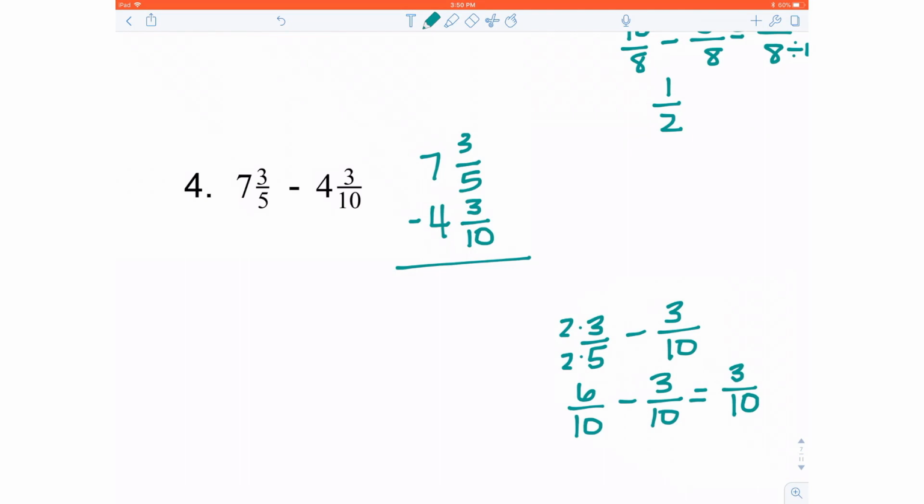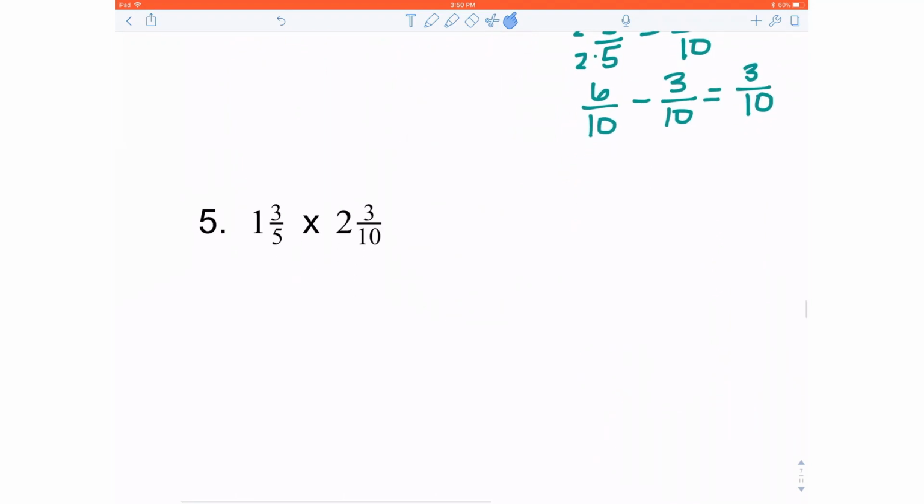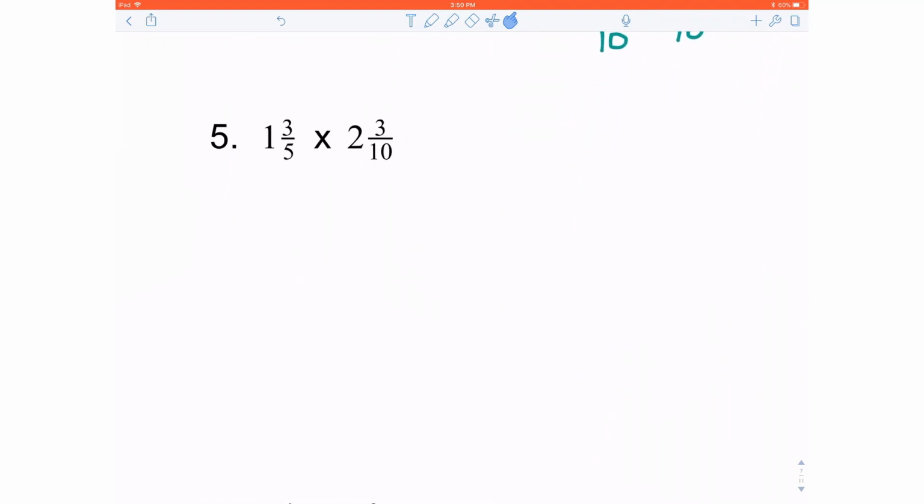Now this one was great. We didn't have to borrow, okay? So 3 over 10 for our fraction side. And now 7 minus 4 is 3. So the answer to this one is 3 3/10. Okay. Now let's look at some multiplication. My recommendation for multiplication is to always make them improper fractions before multiplying them.